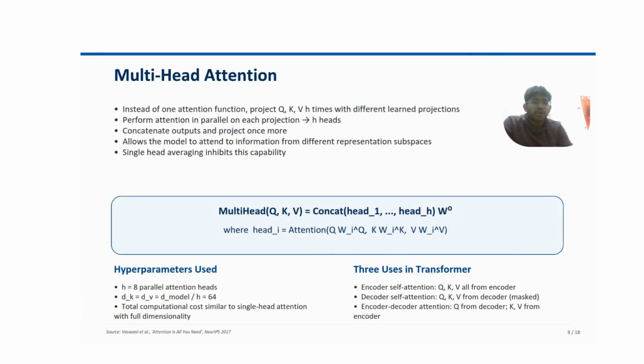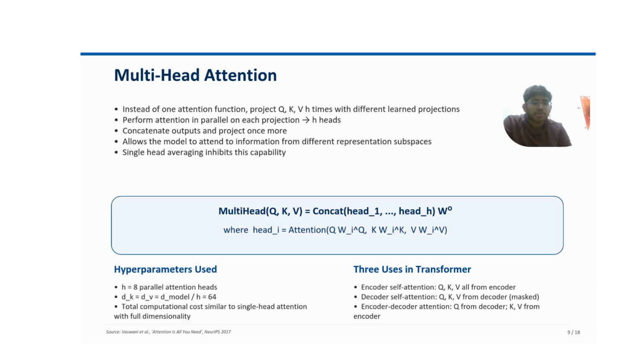Now let's see what multi-head attention is. Multi-head attention extends the idea of single attention by allowing the model to attend to information from different representation subspaces simultaneously. Instead of computing a single attention function, the model projects queries, keys, and values into multiple similar subspaces and performs attention independently in each of them. These outputs are then concatenated and projected back to the original dimension.